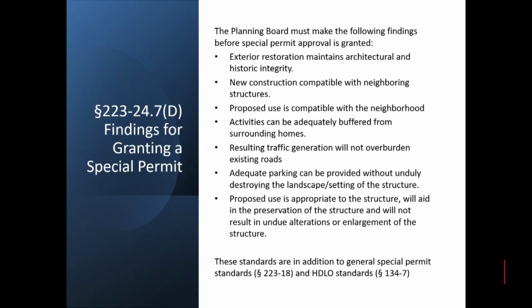And then for these special permits, when the planning board is looking at special permit uses on an HDLO site, they must look at the following findings before granting. They're listed as only 4, but I broke them up so we could go through them more easily. Exterior restoration maintains architectural and historic integrity. New construction is compatible with neighboring structures. The proposed use is compatible with the neighborhood. Activities can be adequately buffered from surrounding homes, specifically residential homes. Resulting traffic generation will not overburden existing roads.